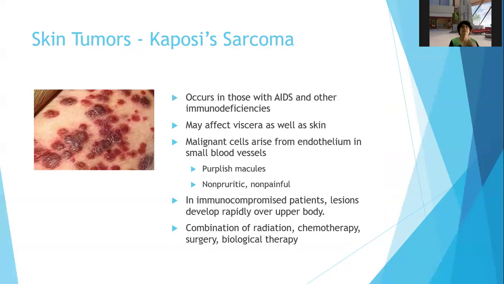Kaposi sarcoma is a form of skin cancer that occurs in people with immunodeficiencies, like AIDS or any other kind of immunodeficiency. It may affect the viscera as well as the skin. And the malignant cells arise from the endothelium and small blood vessels. So you get these purplish macules that are non-pruritic and non-painful, and lesions develop rapidly over the upper body. So it's treated with a combination of radiation, chemotherapy, surgery, and biological therapy like immunotherapy.